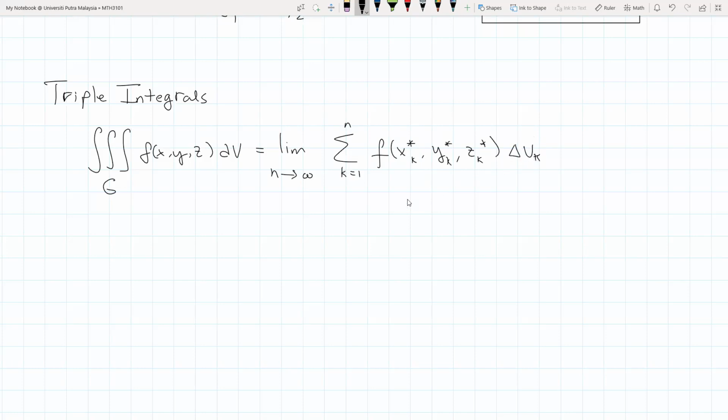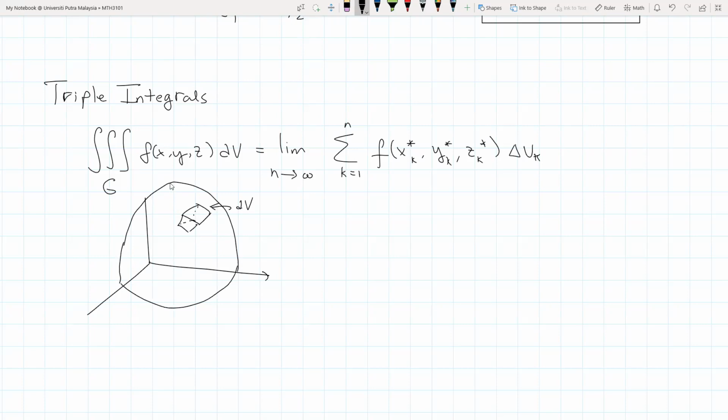For example, if I have this in 3D, this is the small volume that I'm looking at. This is the dV. And then if you have a really big solid, you can just take the summation of it. Okay, so that's the definition.